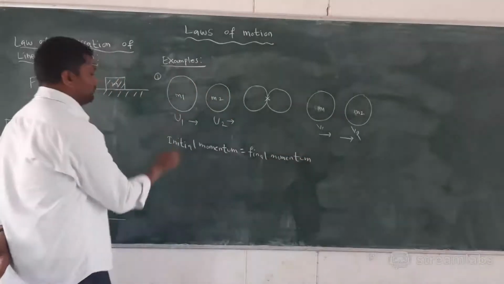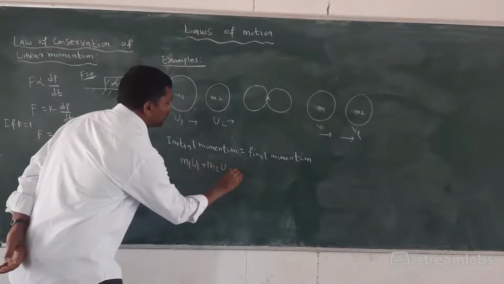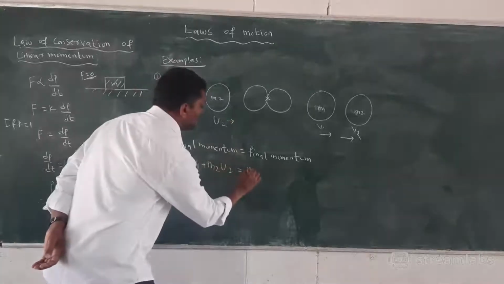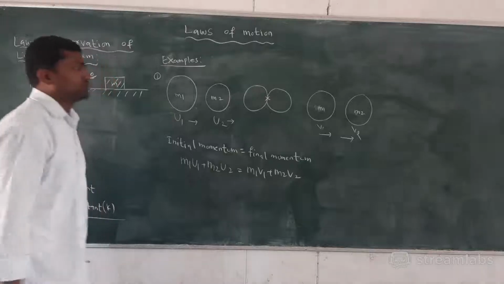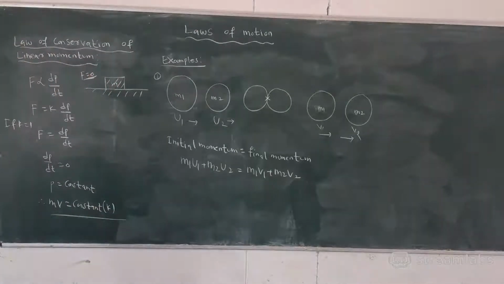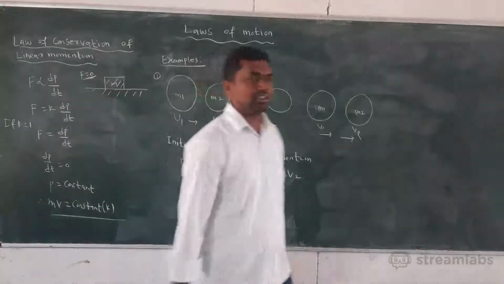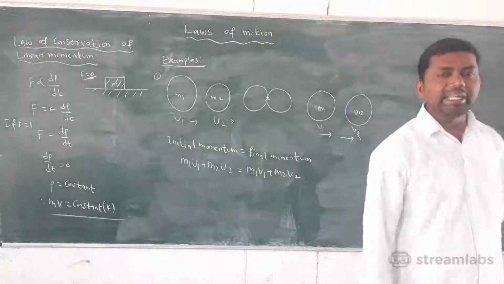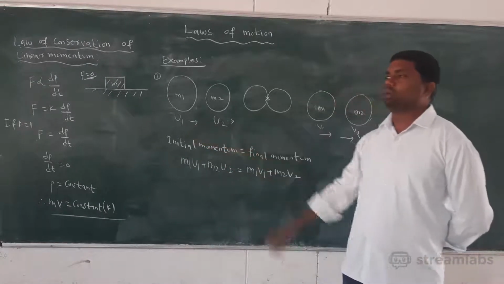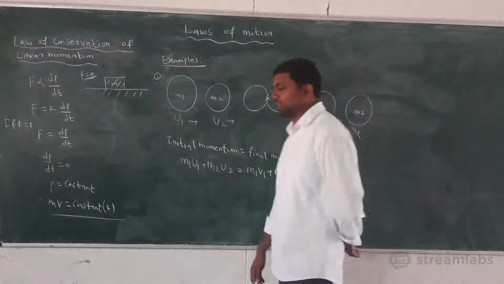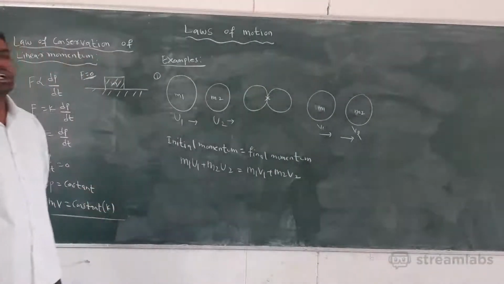Now the initial momentum will be m1 u1 plus m2 u2, which is equal to m1 v1 plus m2 v2. So this is the first example, where we can take two different objects, m1 and m2. Before collision their initial velocities are u1 and u2. After some time they split and gain the final velocities v1 and v2.